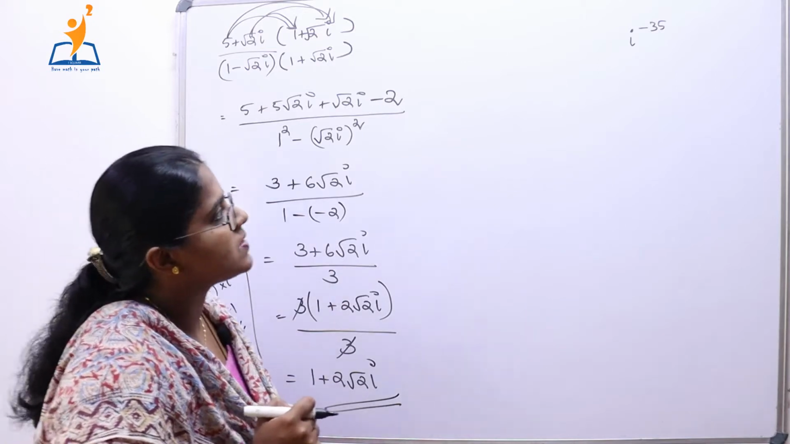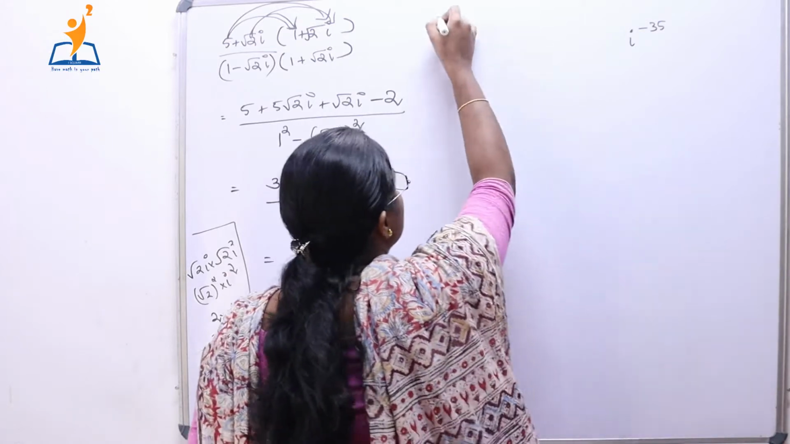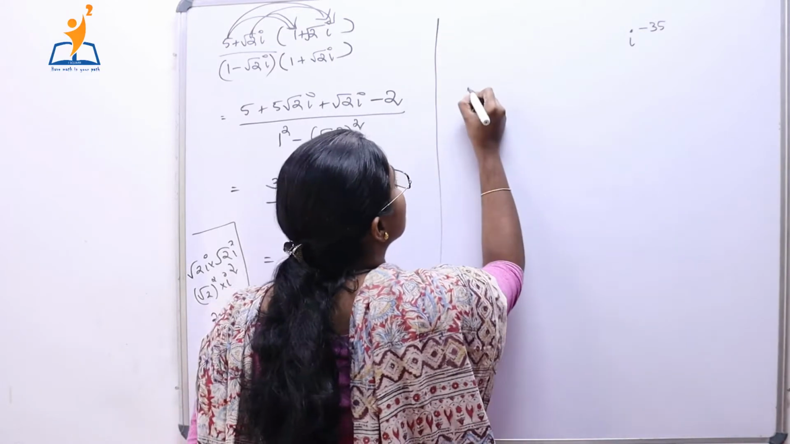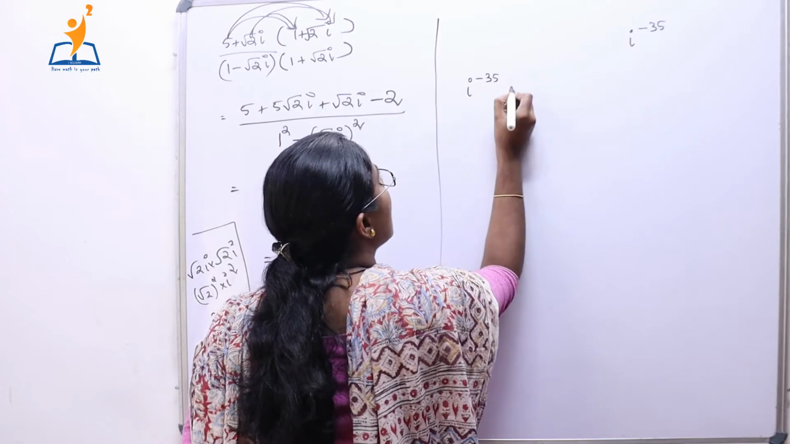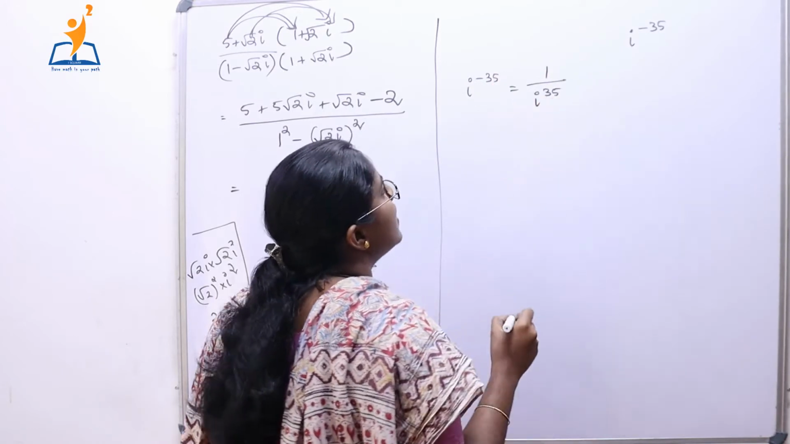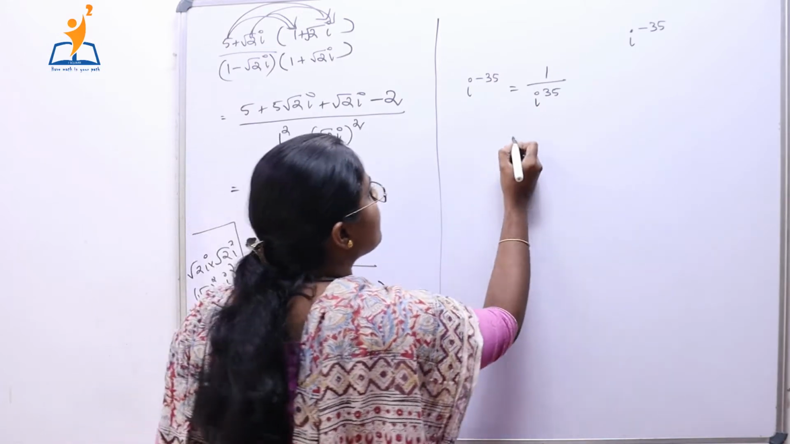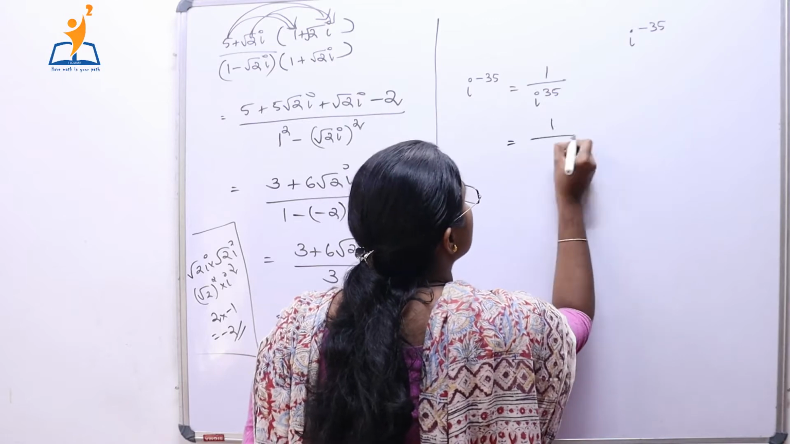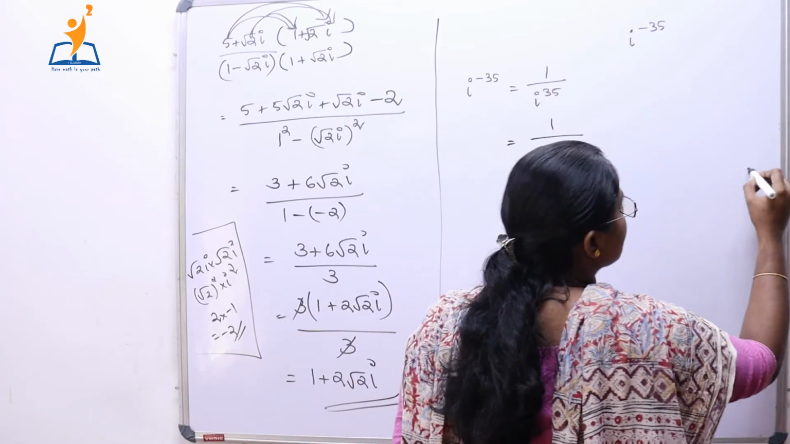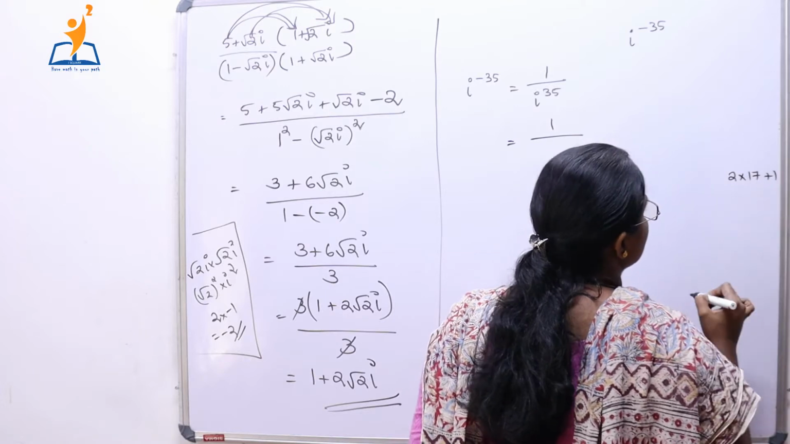Moving on to the next question, we have i raised to minus 35 here. What will be i raised to minus 35? i raised to minus 35 can be written as 1 by i raised to 35. Now we want to find what is i raised to 35. So we know that 35 can be written as 2 into 17 plus 1, right?